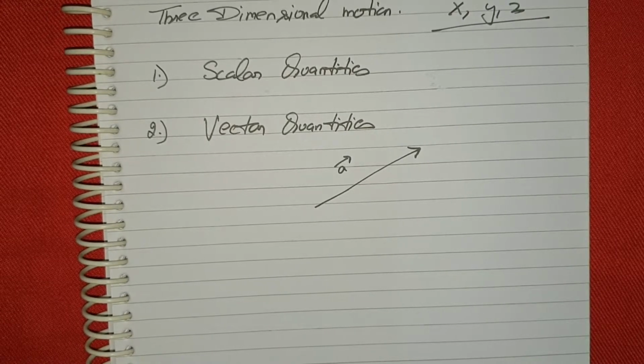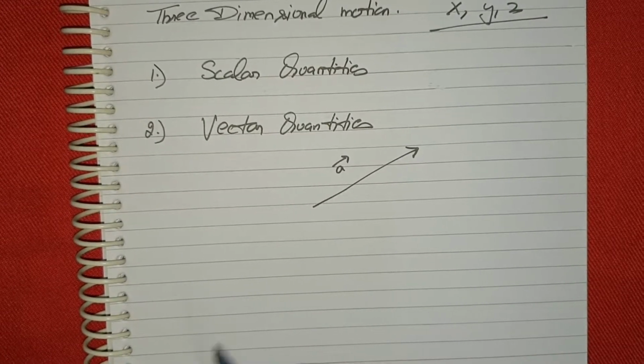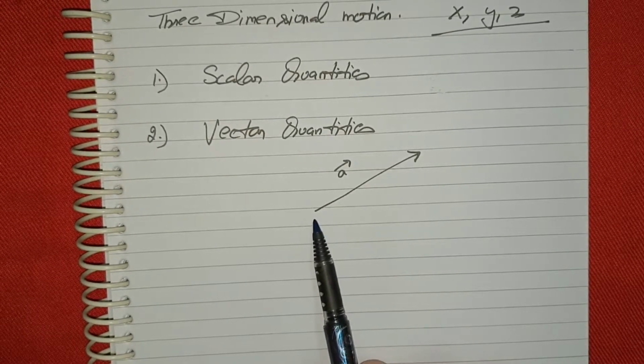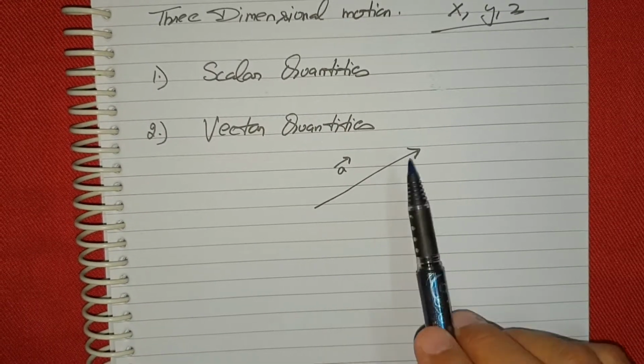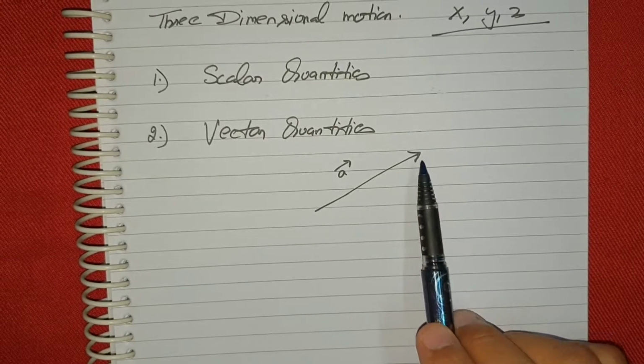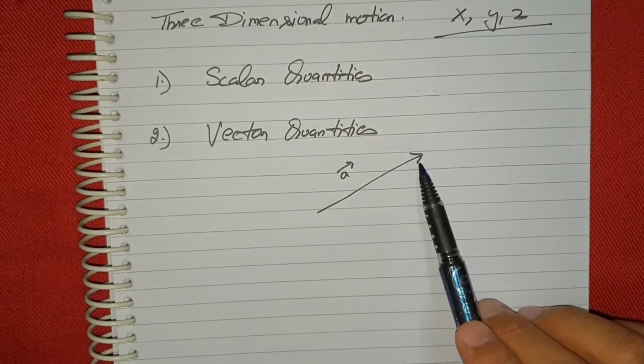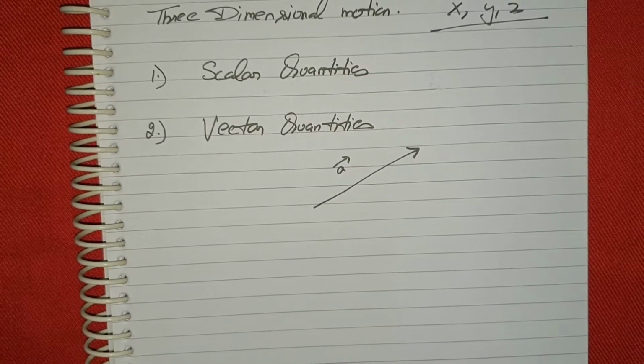Now, see, the initial or starting point is known as the tail or the origin of the vector, and this is known as the tip, which tells the direction. So, the length gives the magnitude, the arrowhead gives the direction.